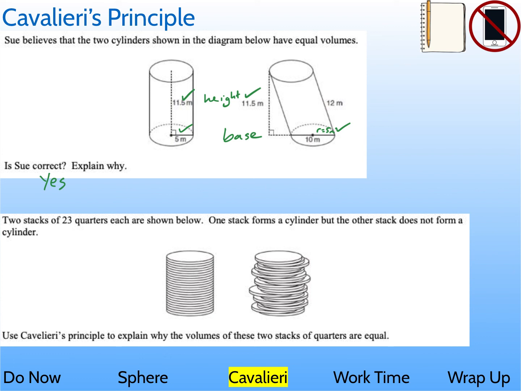So again, same idea with this one, using Cavalieri's principle to explain why the volumes of these two stacks of quarters are equal. With these, we have the same cross sections for each one of these. We have the same base areas and we have the same height. So that's why the volumes of these two things are equal.